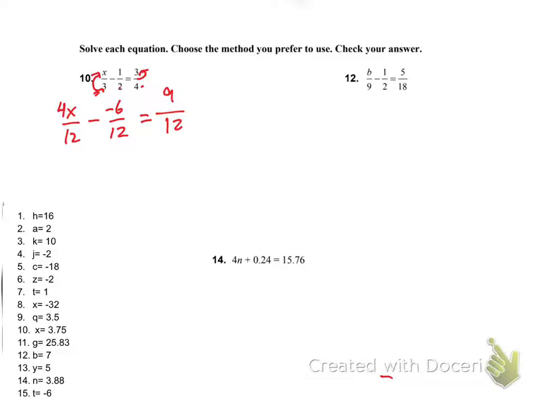Now, since these all have the same denominators, I can cross these out now. So I'll have 4x minus 6 is going to be equal to 9. And then 4x is going to be equal to 15. So x is going to be equal to 15 over 4. If I want to, I can put that in a decimal, which is 3.75. So that's correct right there.